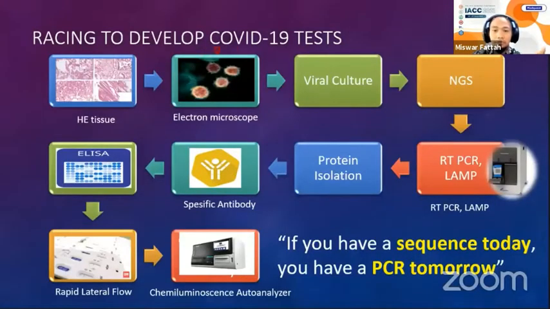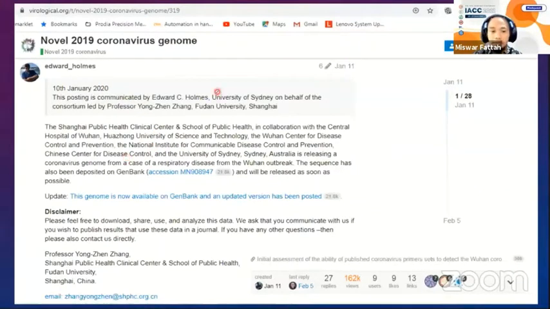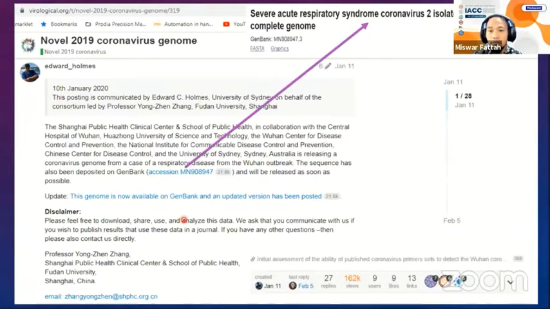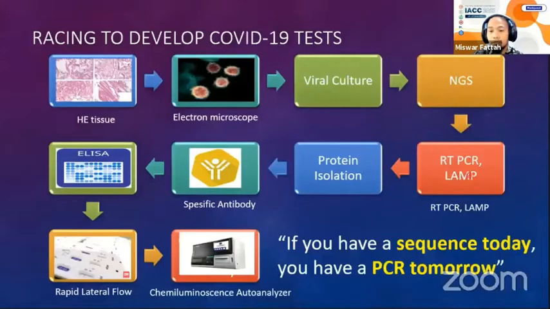This is the race to develop COVID-19 tests, where we can see the impact of molecular testing, from HA tissue, electron microscope, the viral cases, and NGS. After NGS sequenced the virus in Wuhan, and after Professor Yong-Zhen Zhang published the sequence, giving it the name Wuhan-Hu-1, a complete genome, we could do real-time PCR. After that, protein isolation, specific antibodies, and we can do ELISA, rapid lateral flow, and chemiluminescence.